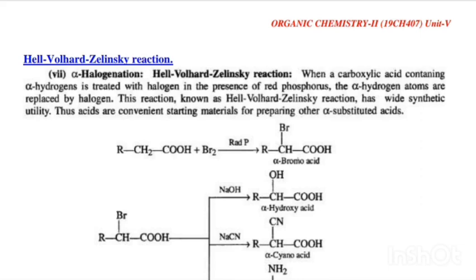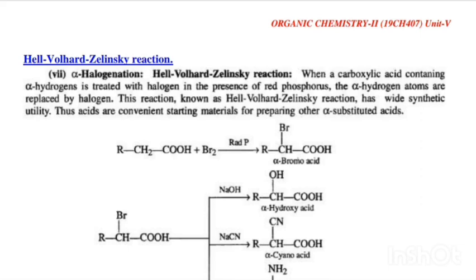Hence this alpha halogenation reaction on carboxylic acid is called the Hell-Volhard-Zelinsky reaction. When a carboxylic acid containing alpha hydrogens is treated with halogen in presence of red phosphorus, the alpha hydrogen atoms are replaced by halogen atoms. The reaction, known as the Hell-Volhard-Zelinsky reaction, has a wide synthetic utility.